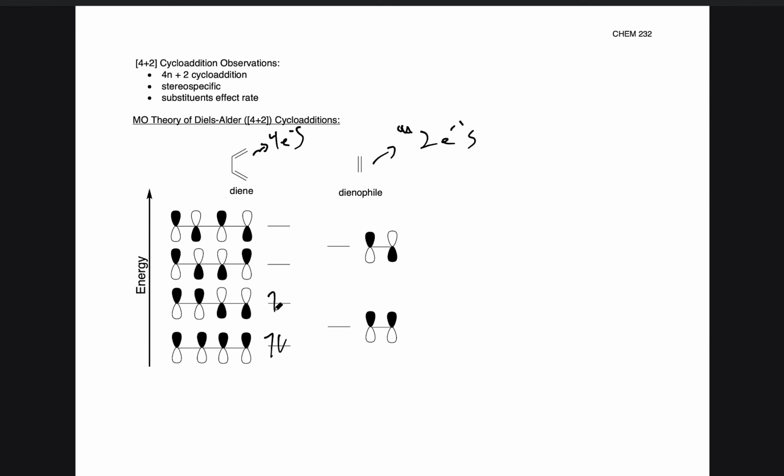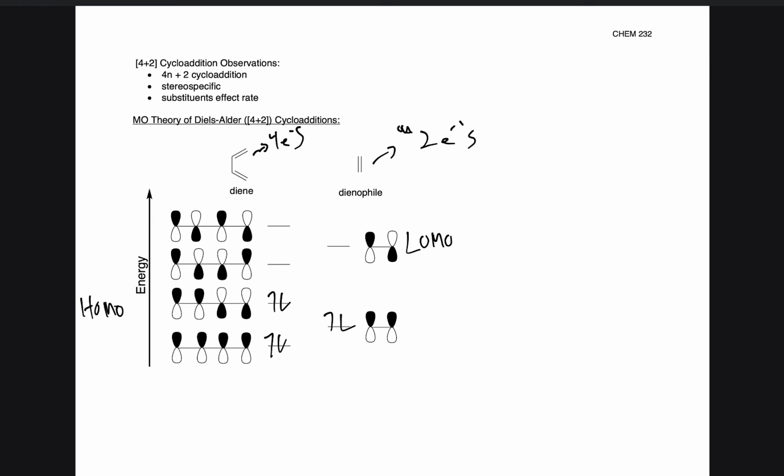And so filling those in, we see the following here. And what happens when we mix these orbitals to get to our product, our cycloalkene? We're going to be mixing the HOMO of our diene and the LUMO, the lowest unoccupied molecular orbital, of our dienophile. This is how these reactions are going to come together.